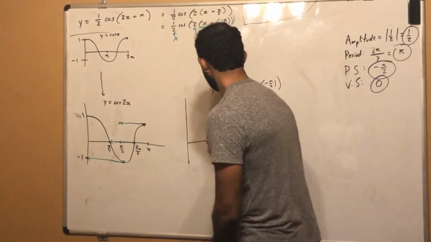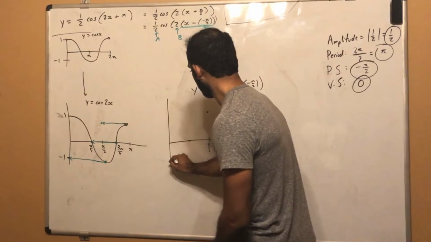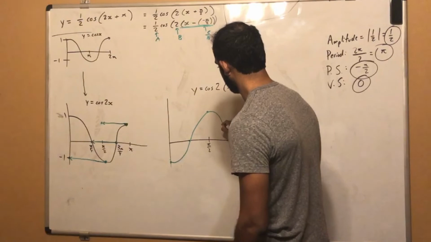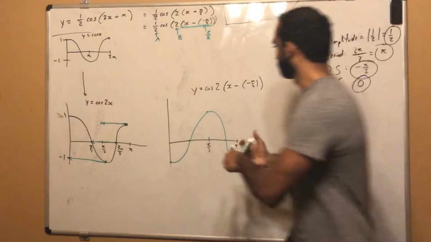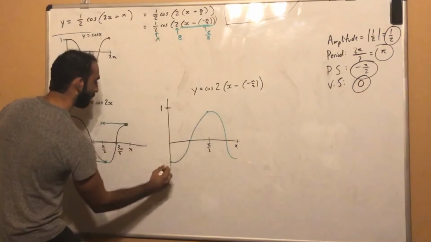So my new graph, for one period, looks like this. The max value is still 1, because my amplitude is still 1. And the minimum value is negative 1, because again, the amplitude is still 1.